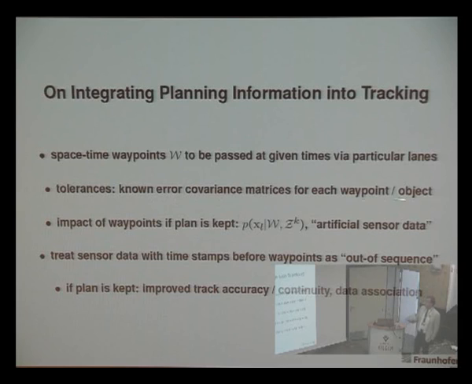This is equivalent, in a sense, to artificial data. So we can calculate these densities, and then it is easy to treat sensor data with timestamps before the waypoints are reached as out-of-sequence data. There are well-known algorithms to deal with out-of-sequence data, and this is an interesting application of out-of-sequence data processing within the context of exploitation of planning information. If the plan is kept, then this has impact on track accuracy, track continuity. We have seen how important track continuity is, and also on data association. If you have more information, you can exclude perhaps several hypotheses that had to be taken into account otherwise.